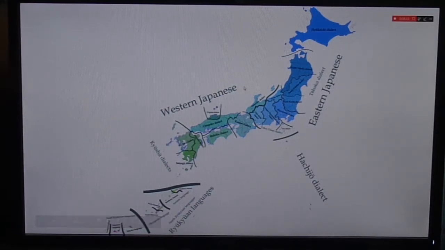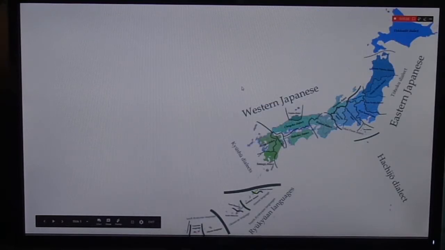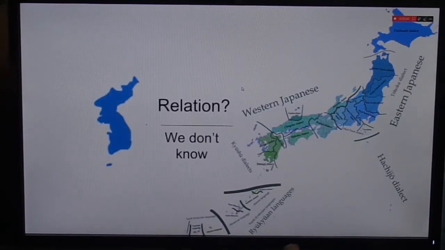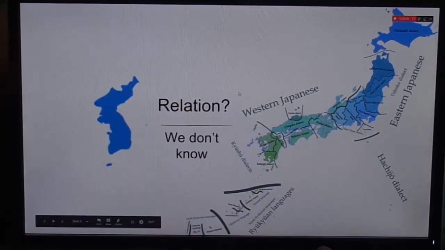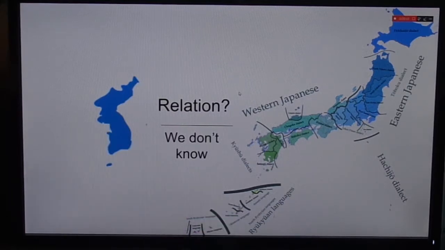Now, there's currently an ongoing debate over whether or not the Japonic family is related to the Korean language family, but as of now, it's presumed none. So currently, the Japonic languages are basically on their own, not related to any others.